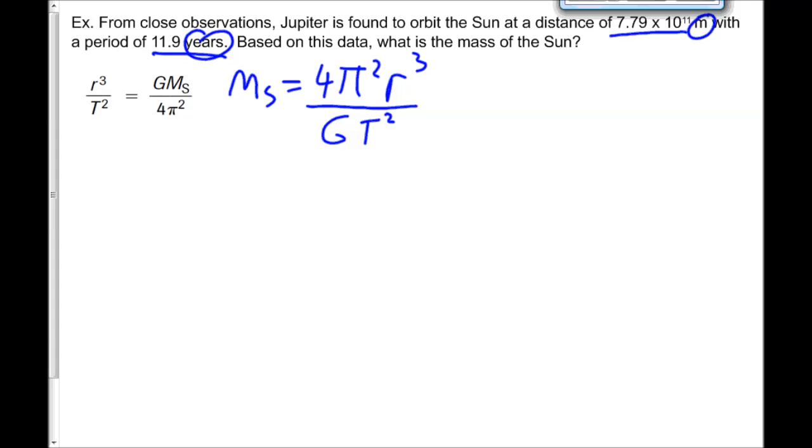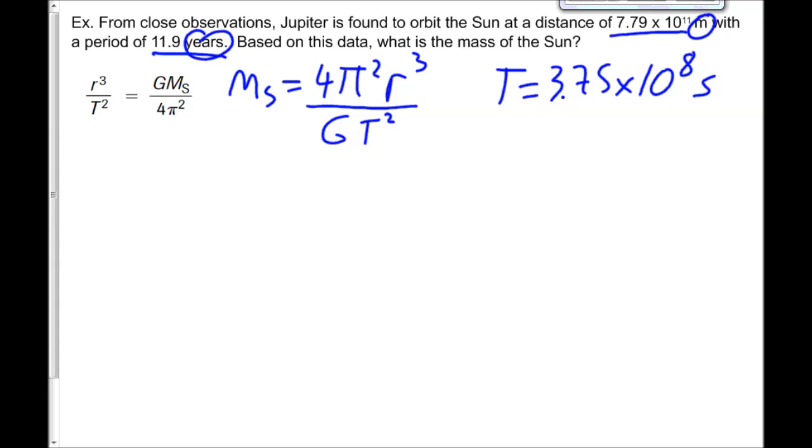Yeah, so anyway, sorry, the period's in years, and so that won't work. We have to put in SI units, which of course is seconds. So hopefully you guys are good with the unit conversion. So I'm going to just jump and tell you that the period for this orbit is 3.75 times 10 to the 8 seconds. So that's how long it takes.